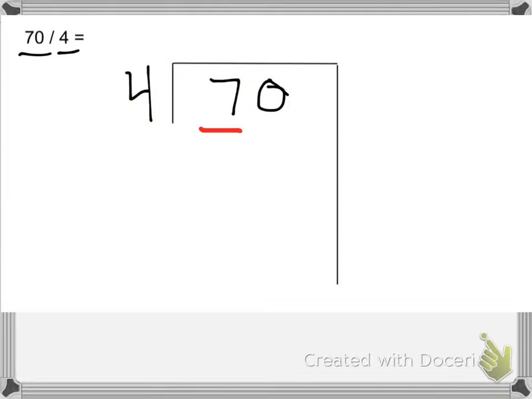Okay, so I'm going to take 4 times 1, and that equals 4. My 4 is going to go under my underline, and I'm going to drop down the 0 and add a 0 to my 1.